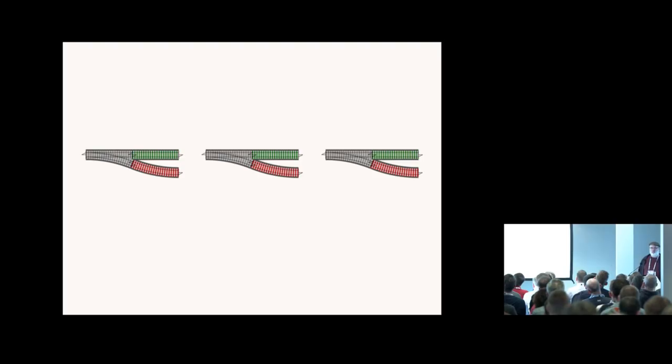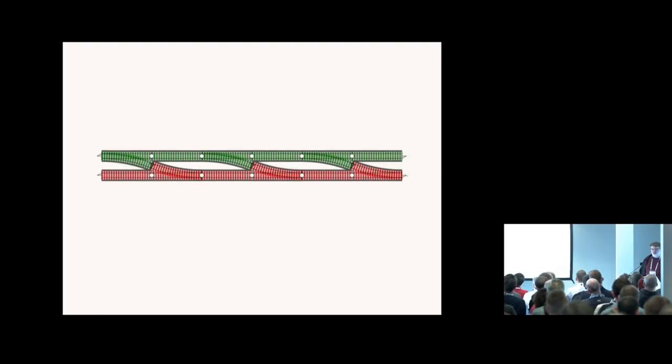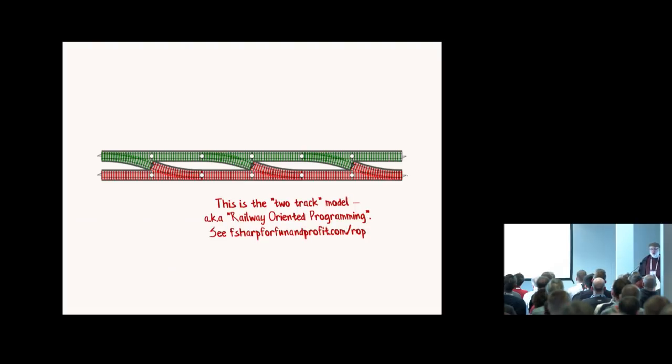How would you compose them if they were real train tracks? Well, obviously, you can make it like that. This is the two-track model of composition, or the two-track FizzBuzz. I call this railway-oriented programming. I have a whole talk about this, if you're interested. It's a very silly name, but it's quite a useful concept.